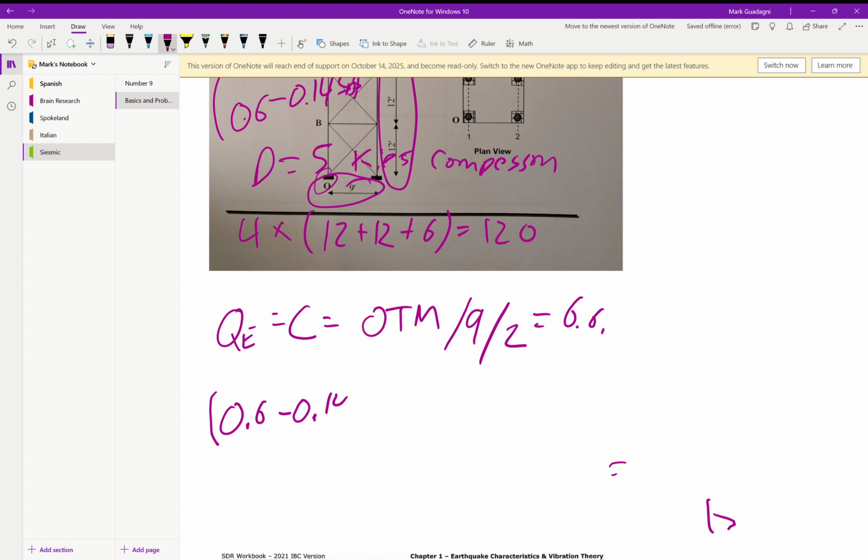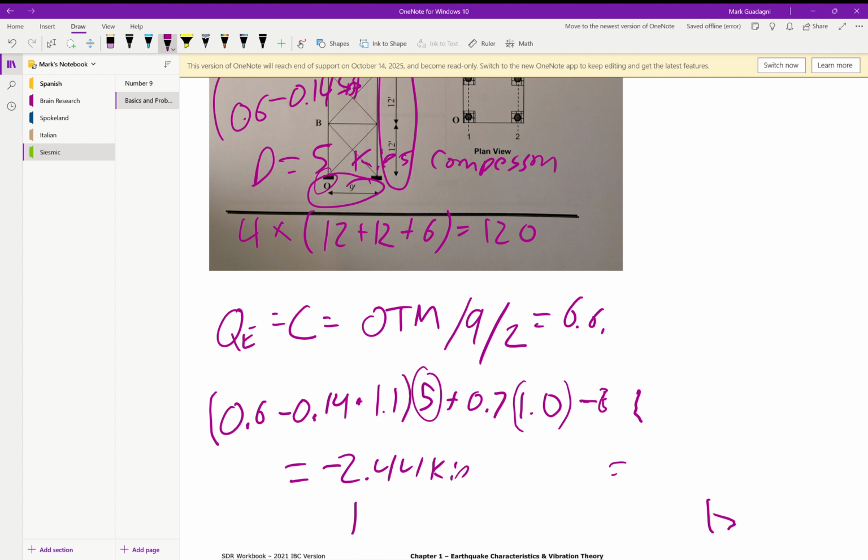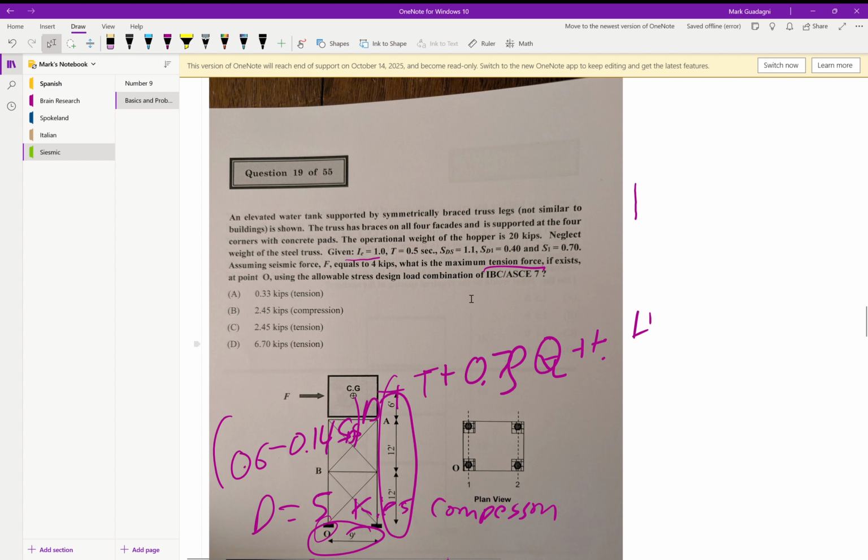Then we're going to put it back into that formula up there again, which is 0.6 minus 0.14 times SDS, which is 1.1, times 5, which is the dead load effect, plus 0.7 rho. Our rho in this case is going to be 1 because it's a non-building structure, and then our earthquake effect, this is a compression, so this is opposite, so it's going to be a tension of 6.7. We add that all together and it'll be negative 2.44 kips, and that's going to be tension.